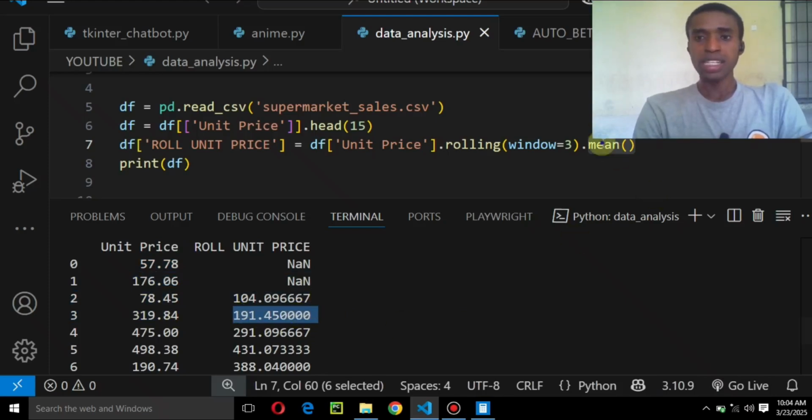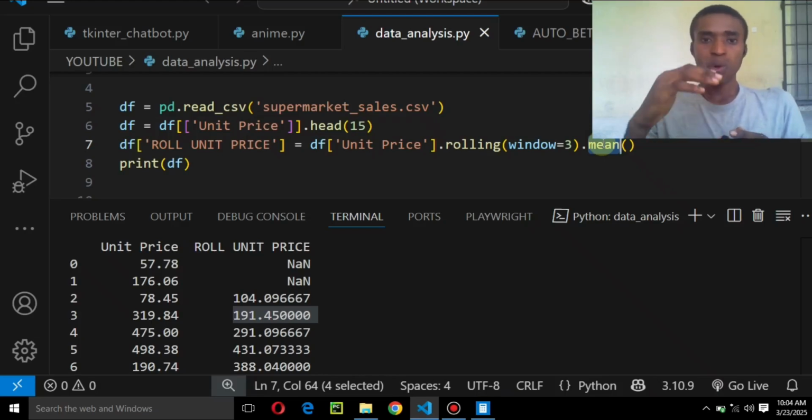We can also set the max here. This can be really useful in a situation where you want to get your moving average. And like I said initially, this is mainly used in the stock market or other trading markets. So in a situation where you are interested in getting the moving average of a particular price, you can make use of this rolling.